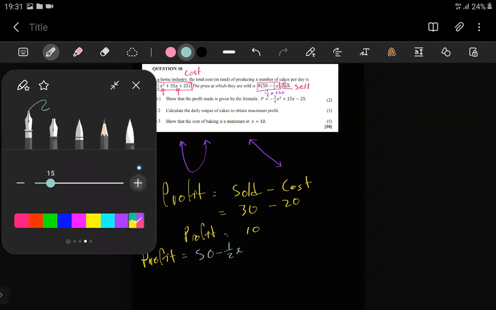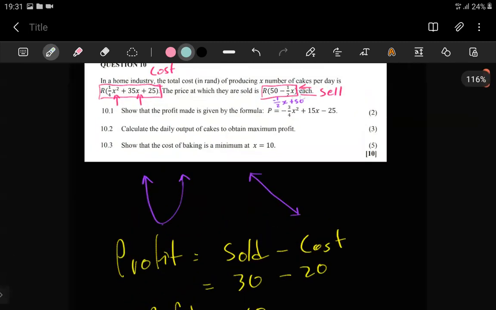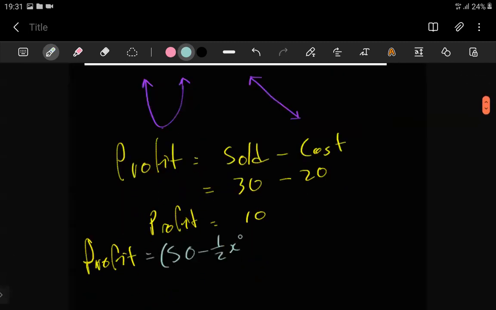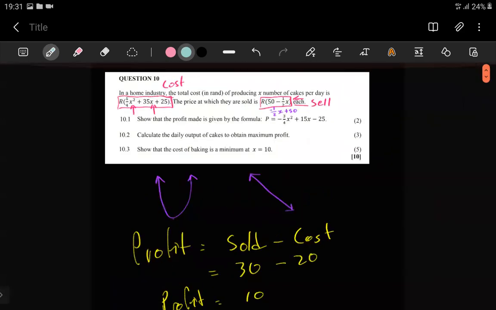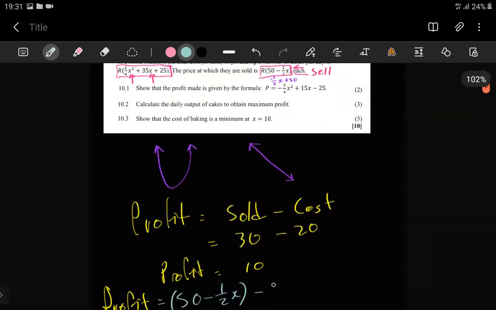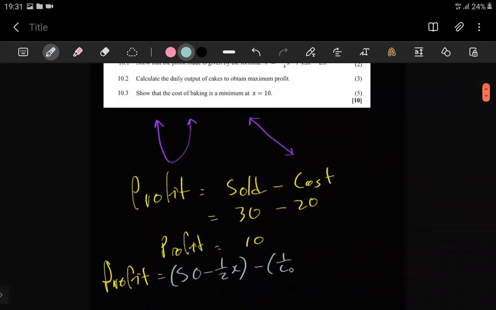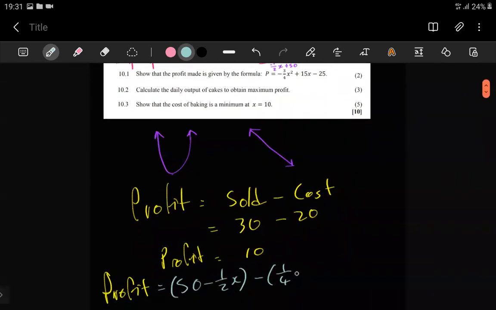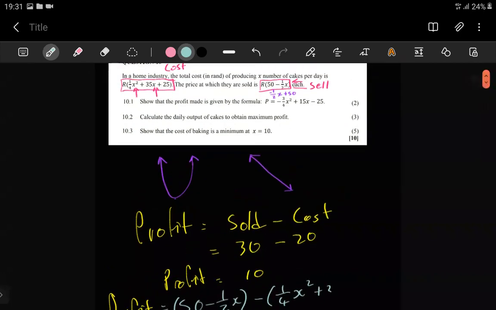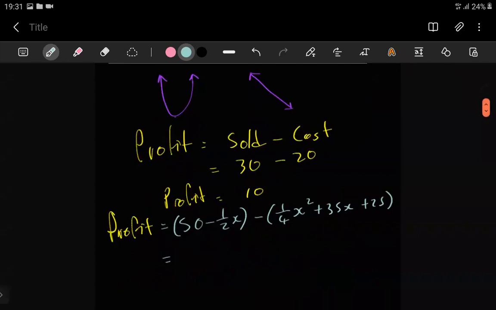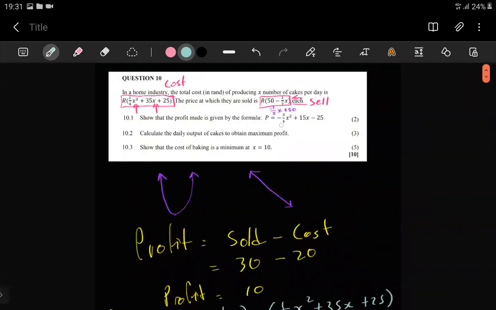Just make this a bit bigger there. 50 minus a half x, right? There we go. This is what you sell it for minus the cost. The cost is 1/4 x squared, and then plus 35x, then plus 25, like that. So if we simplify nicely, we should just expect to get something like this.